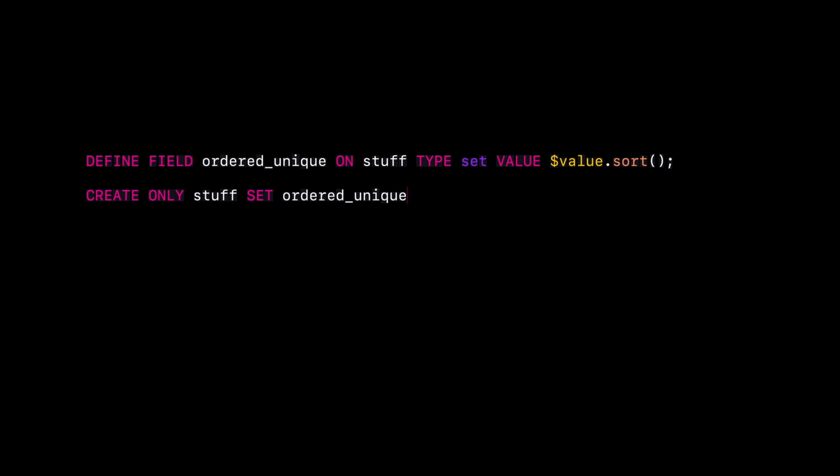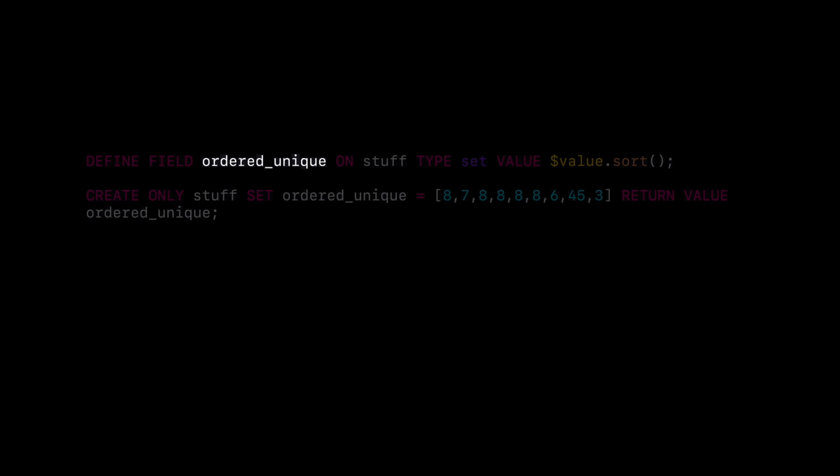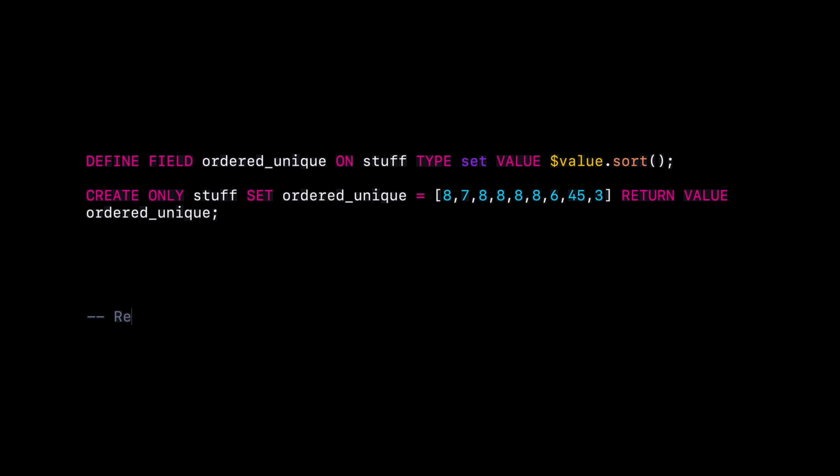We start with sets. They're like arrays, but no duplicates. And SurrealDB handles them super easily. Let's say you've got an array with some repeated values. Because we defined orders unique as a set, SurrealDB automatically deduplicates and sorts it. That's perfect for any situation where you want uniqueness baked right in.